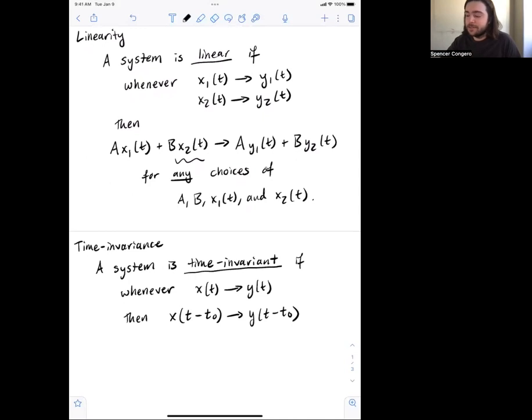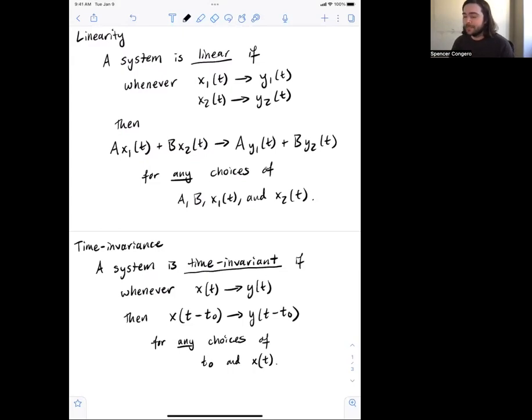So hopefully these two properties seem pretty natural, and hopefully they make sense. We're going to see a lot more examples in the next video, but I do have to add this one line. This has to be true, of course, for any choices of t naught and x of t. It can't hold just for some time shifts or some signals. It has to be true for any of them.